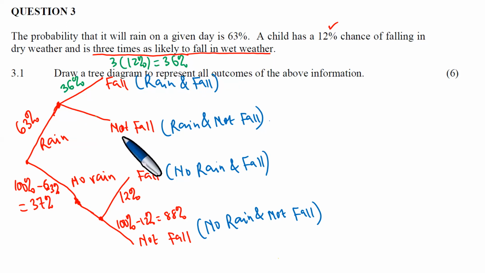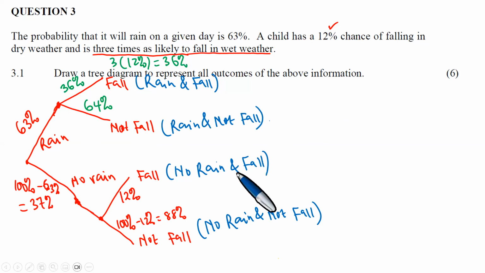But the chance of not falling is going to be 64%, which is the complement of that, because when you add these two, you must get 100. 30 plus 60 is 90, 6 plus 4 is 10. It's 100%. So these are complementary events. Falling and not falling are complementary events. If you add them, you get 100%, or 1. Okay, they said draw the tree diagram to represent all outcomes of the above information.